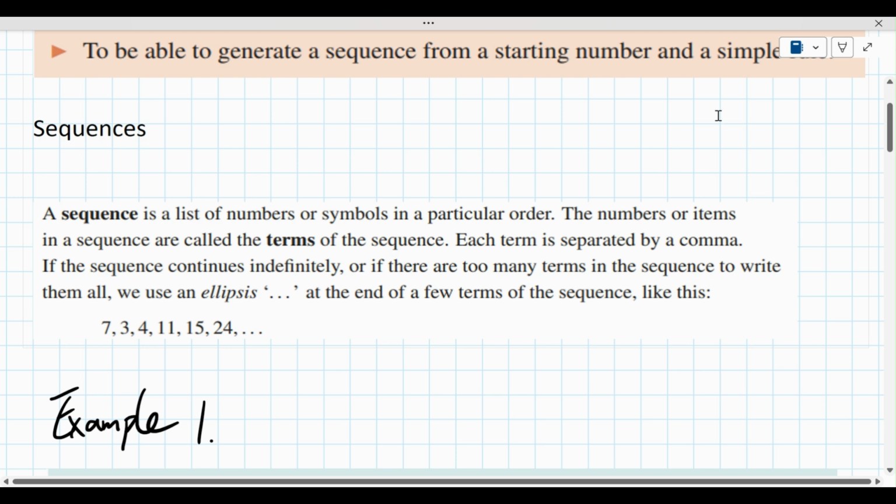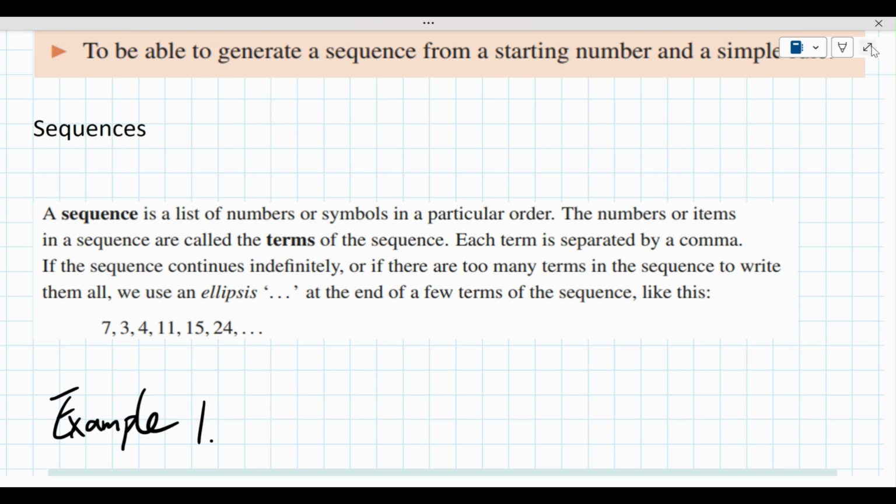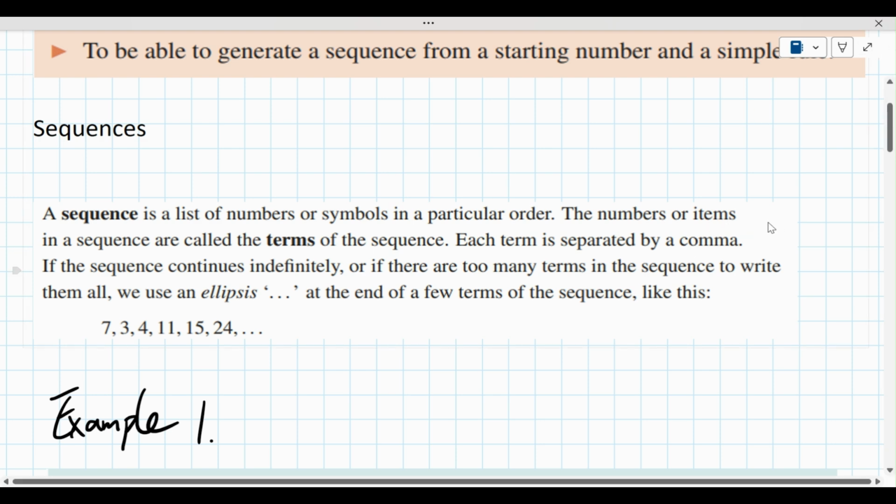Also, we need to know that each term is separated by a comma. For example, one number, comma, the next number, comma, and so on. If there are too many terms in the sequence, we don't need to write all of them. We can write the first five numbers or first six numbers. It's really up to you guys.